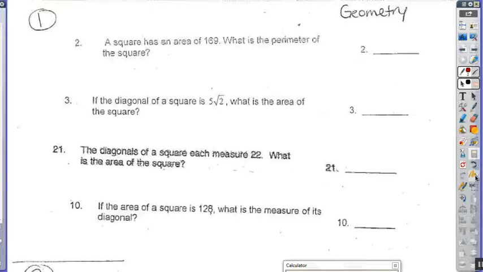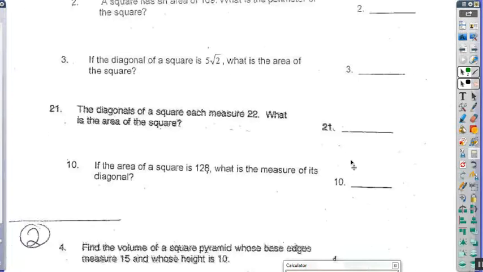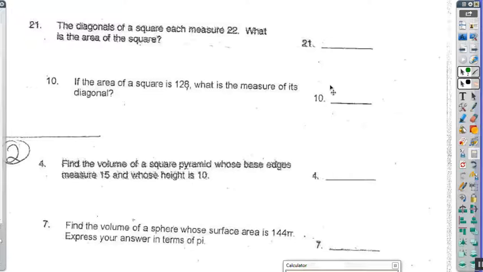All right, the diagonals of a square each measure 22. What is the area of the square? So I may not be doing this the most efficient way, but here's how I would approach the problem. The first thing I would do is draw the square. And I know that this is 22. So this side has to be 22 divided by the square root of 2. I'm not going to worry about rationalizing the denominator right now because I'm just trying to find the area of the square. And I know that the area of the square is going to be this squared, which will get rid of my irrational denominator, so that's why I'm not dealing with it.